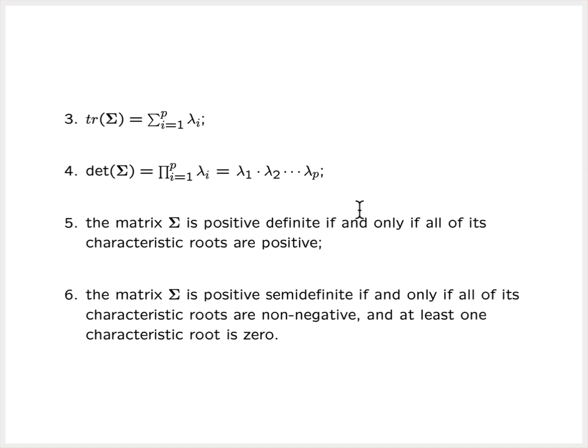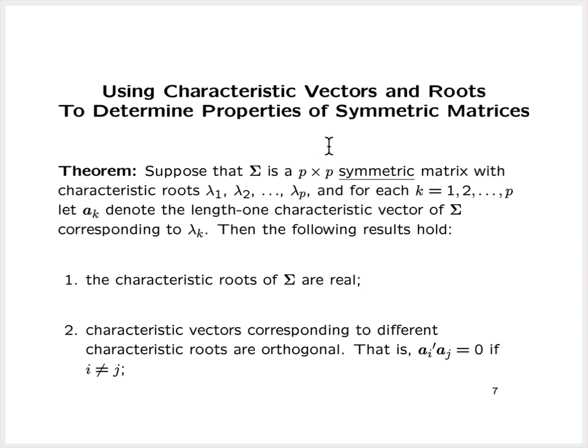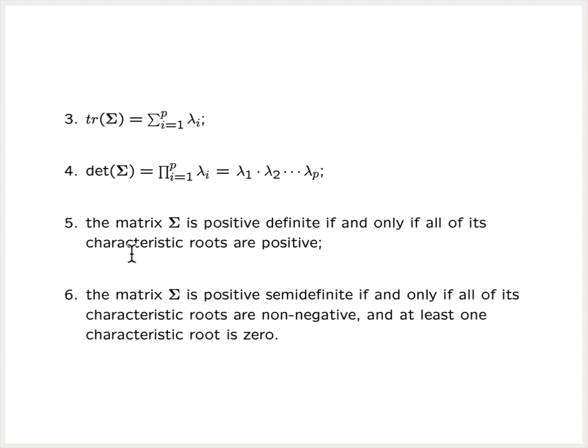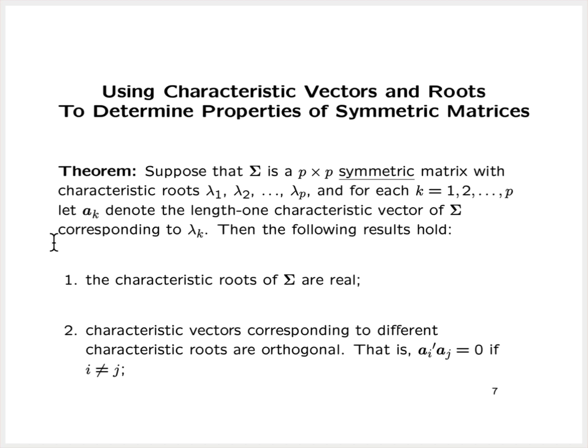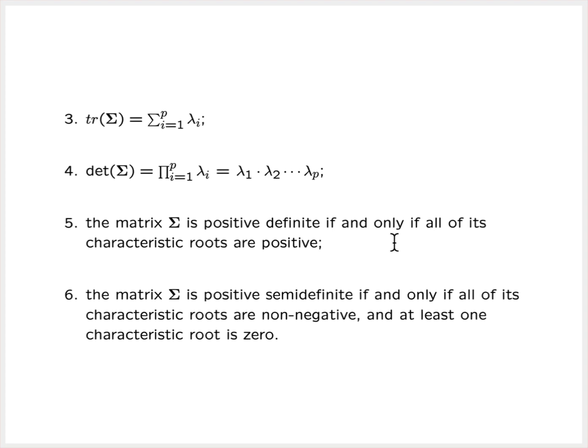But in this context, again, if we have a p by p symmetric matrix, then we have this really nice result. It says that the matrix cap sig is positive definite if and only if all of its characteristic roots are positive. So instead of having to calculate a fairly complicated quadratic form, all we have to do, if we have the appropriate software and can obtain the characteristic roots, is just to look and see whether or not all of the characteristic roots are positive. And if they're all positive, then that matrix is positive definite.